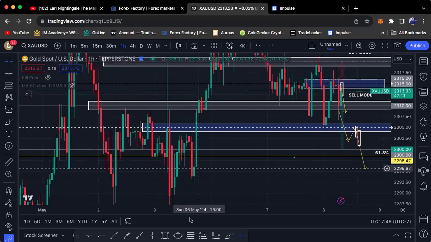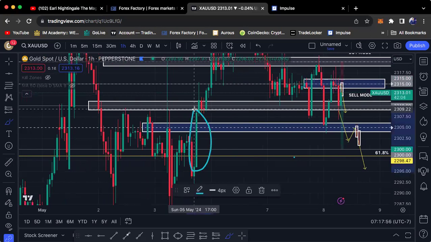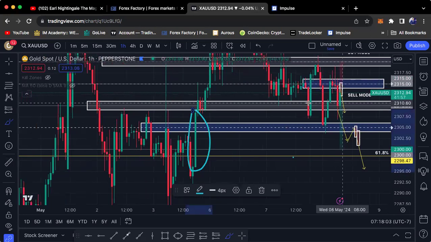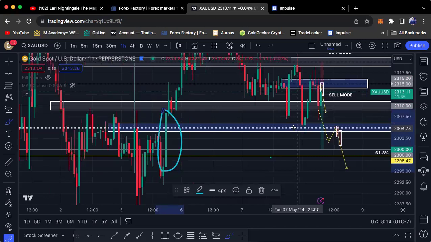You see? See this candle right here? This is an imbalance, right? Price never came down to fill this gap right here. So that's another confirmation that price may fill this gap. Yes, it filled a quarter of it right here, but it may fill the whole thing.